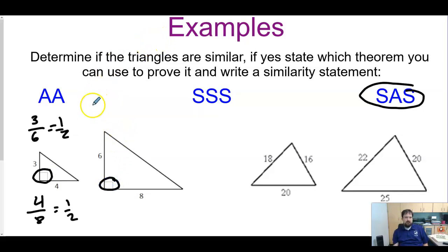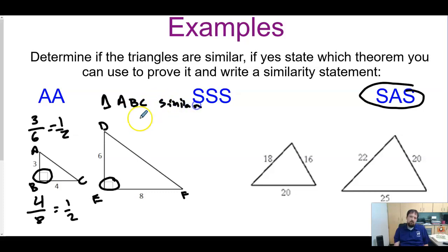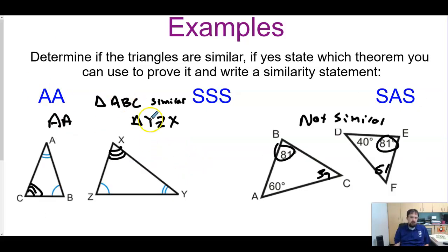These don't have letters on them, so we're going to call this A, B, C, and this D, E, F. We're going to say triangle ABC is similar to triangle DEF, and then we need to say by what theorem. By side, angle, side. If we go back to the previous one, we found these to be similar by AA, because that's how we found it.